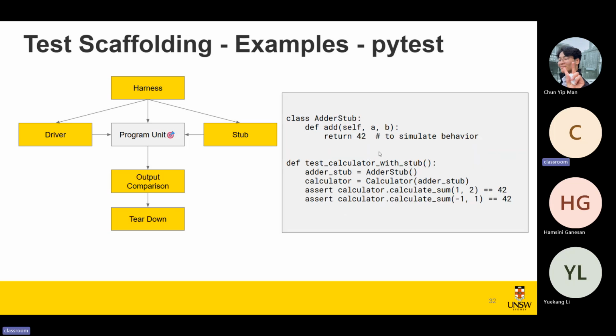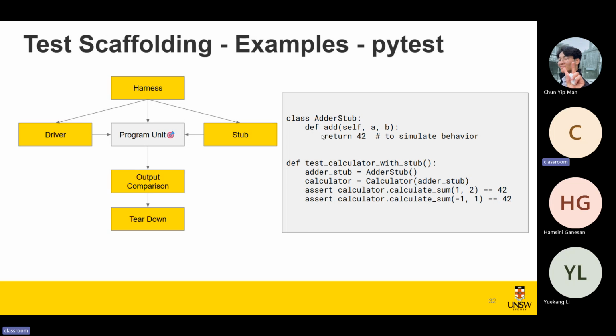So what we can do is assume we haven't implemented the adder class yet. We can create an adder stub, which will just return some number here to simulate the behavior of adder. Actually, with a plugin of PyTest, we can do better mockups, but we will learn that later. Let's assume that we can write the stub like this, and then we can do the testing like this.